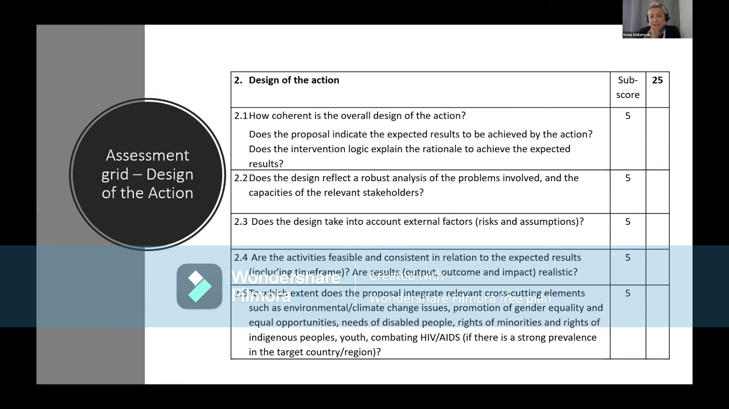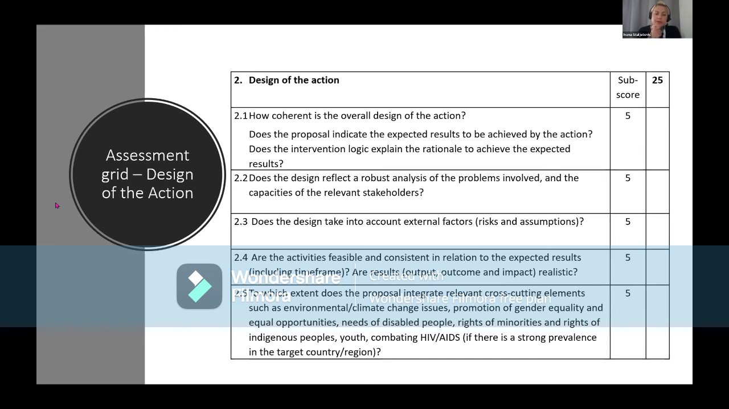The third question is, does the design take into account external factors, which are risks and assumptions? We already explained what is considered as risks and assumptions for the successful implementation of your project. Then the next question is, are the activities feasible and consistent in relation to the expected results, including the time frame? So you should briefly outline your time frame, and whether the results, meaning outputs, outcomes, and impact, are realistic. You need to be realistic in your proposal.